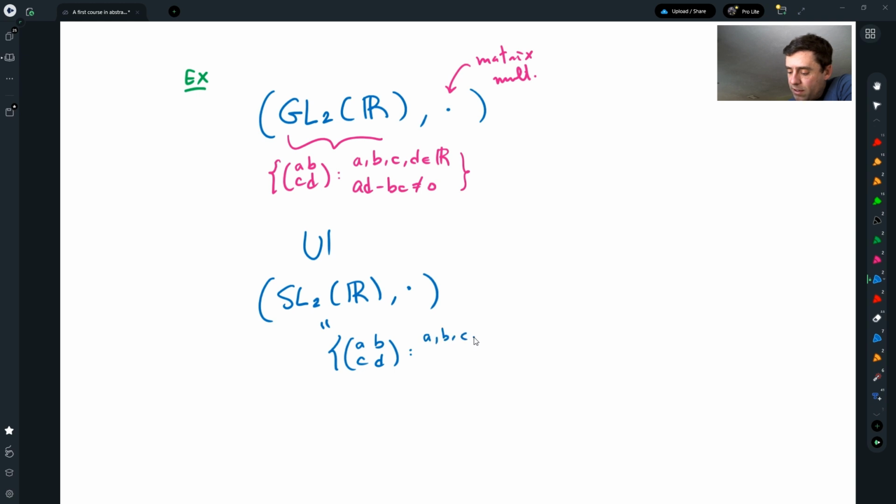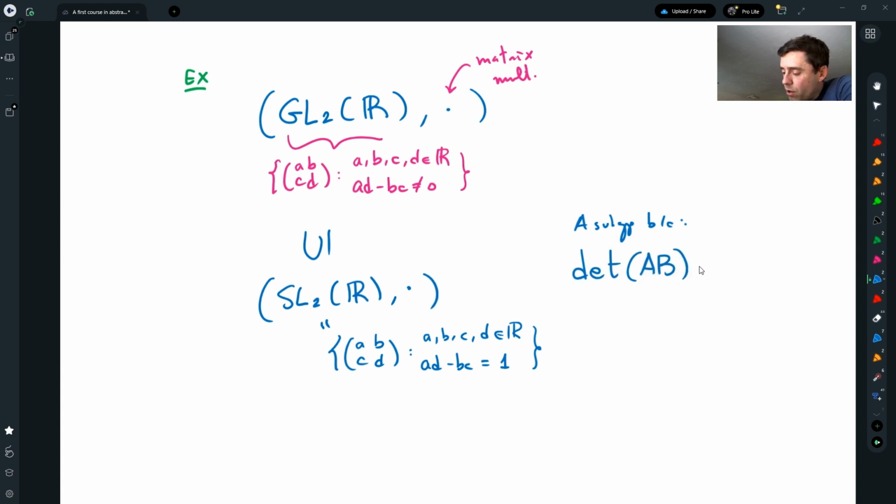Again, A, B, C, and D real numbers, and the determinant is going to be exactly 1. Okay. Why is this a subgroup? This is a subgroup because the determinant of a product of matrices is the product of the determinants. That's a property of matrices and determinants.